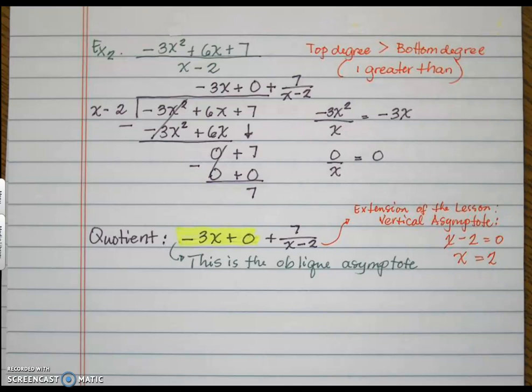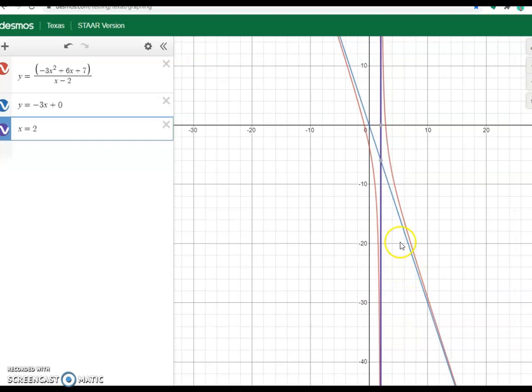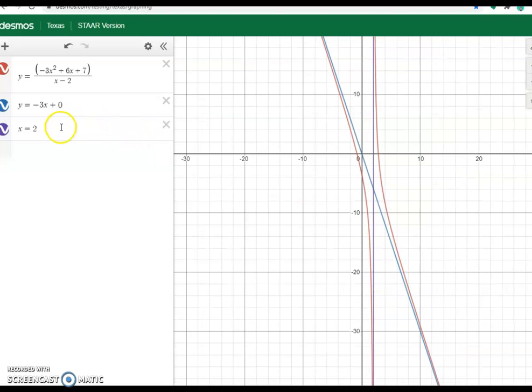All right, so once again, let us remind ourselves. The vertical asymptote can be found by setting your denominator equal to 0. So which I did, x minus 2 equals 0. So your x is equal to 2. Let's plug this in and see how our graph looks. All right, so the purple line is your vertical asymptote and the blue line is your oblique asymptote. The red is the graph of your function.